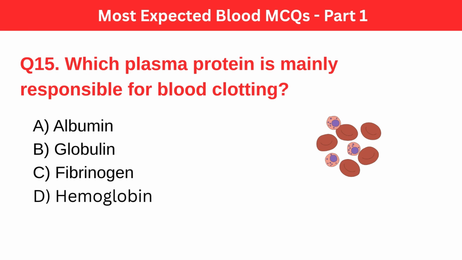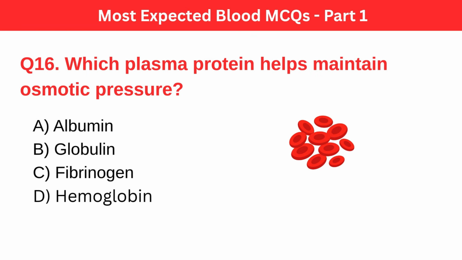Question number 15. Which plasma protein is mainly responsible for blood clotting? The right option is C. Fibrinogen. Question number 16. Which plasma protein helps maintain osmotic pressure? The right option is A. Albumin.